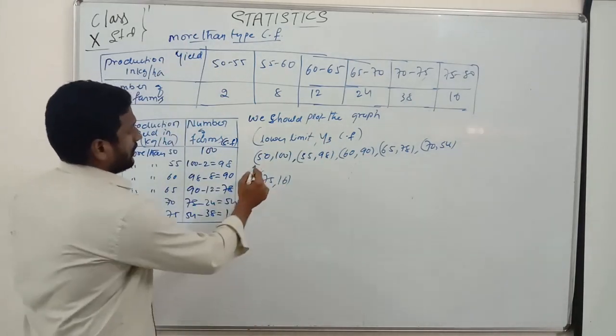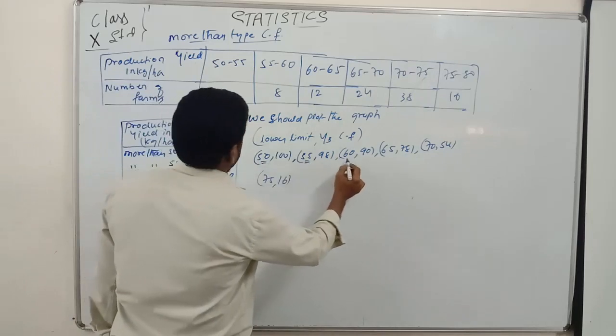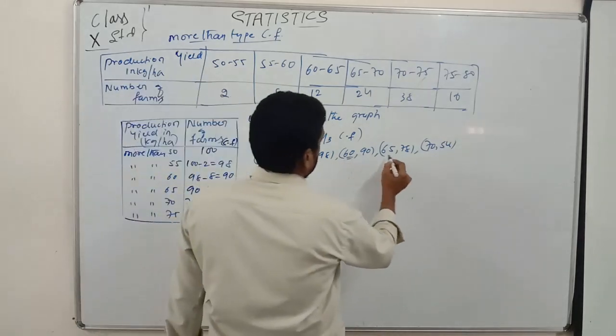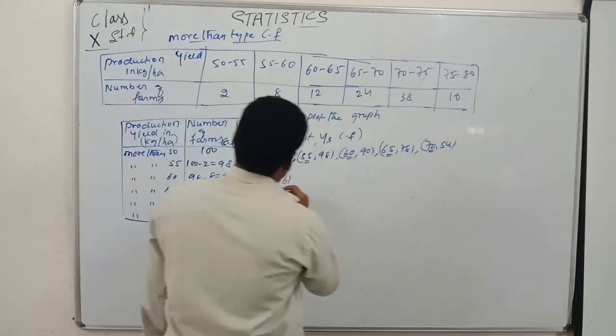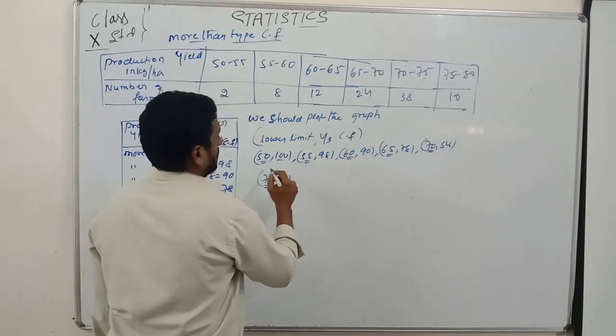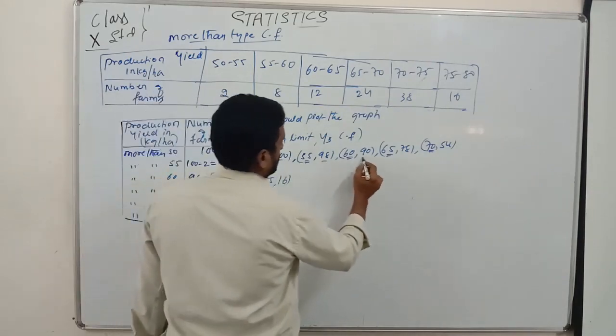So these are all lower limits, marked by double lines. This is a single marked line, that is the cumulative frequency.